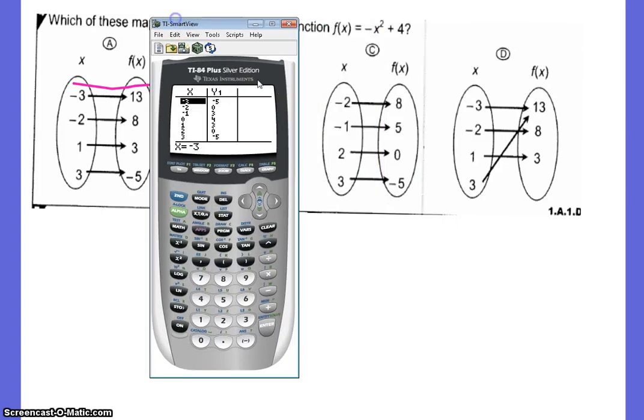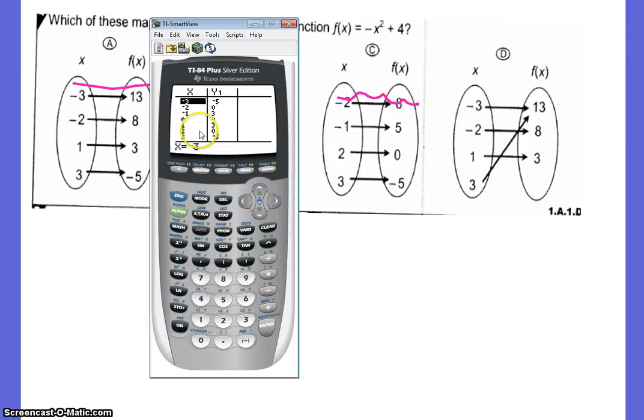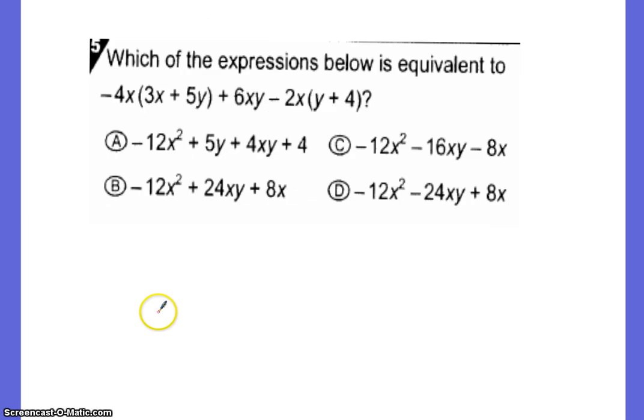But you don't stop there. You go ahead and check the others. Negative 2, negative 8. No. Negative 3, negative 5. No. It didn't take any time at all. Go ahead and spend the time and make sure. B is your answer. Number 5, which of the expressions below is equivalent to what they've given you?